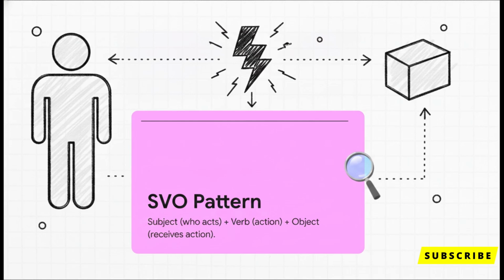So the most crucial point to remember is the SVO pattern. SVO stands for subject, verb, object. This is the standard sequence that almost all basic English sentences follow. The subject is who acts. The verb is the action itself, and the object is who or what receives that action. Honestly, master this, and you've basically mastered the backbone of the English language.